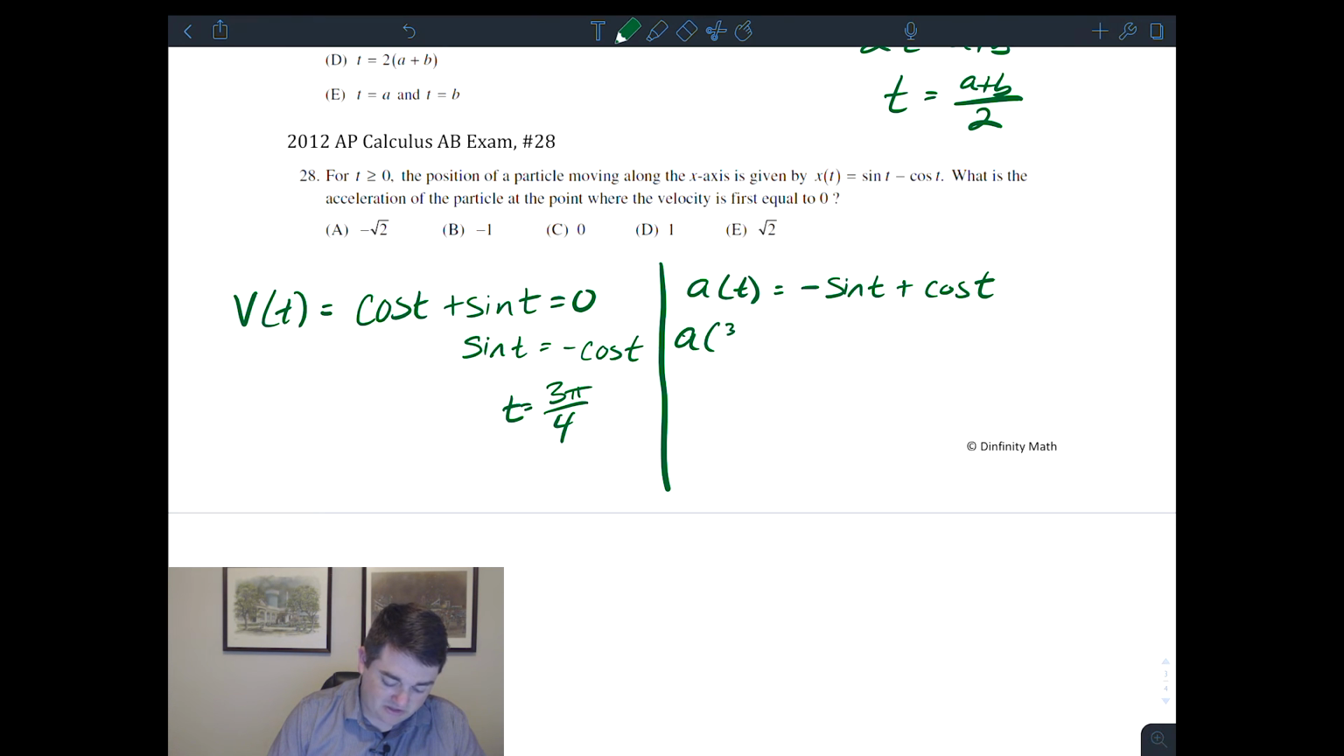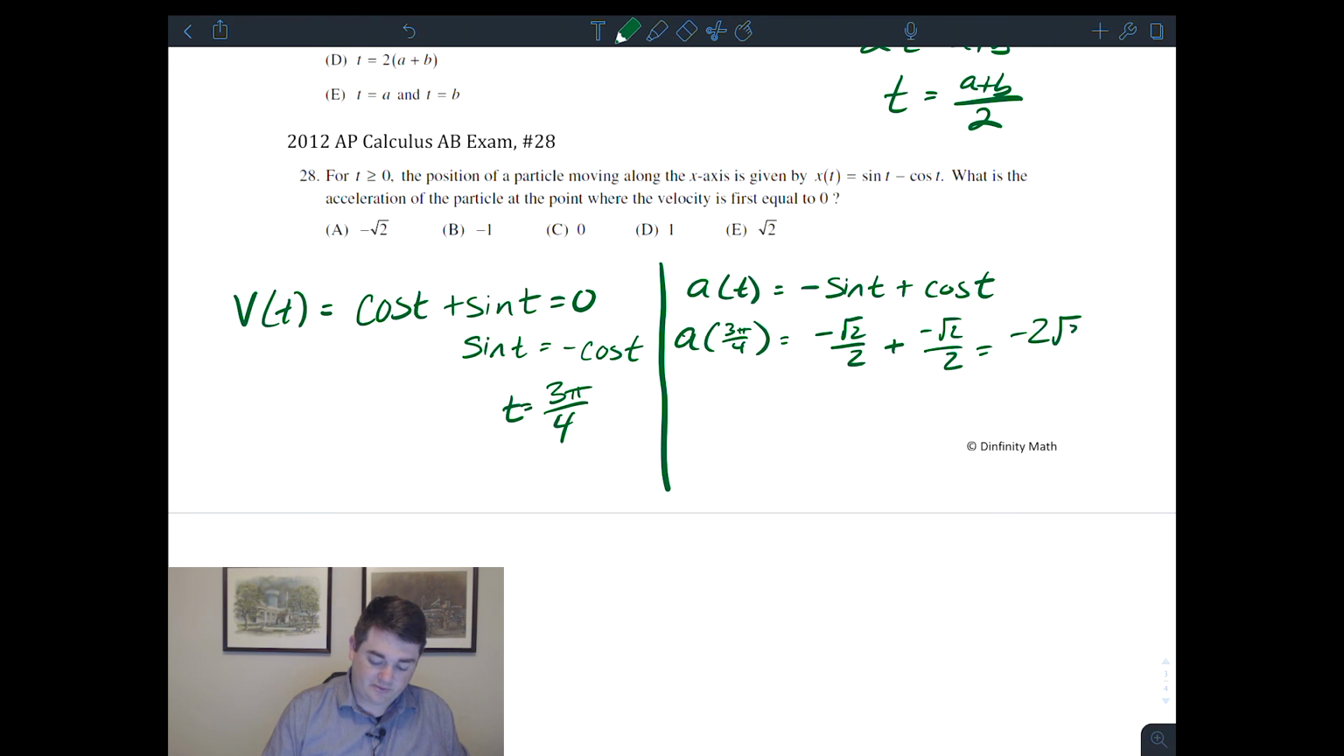So the acceleration evaluated at 3 pi over 4 is going to be negative sine of 3 pi over 4, so negative square root of 2 over 2, plus cosine of 3 pi over 4, so plus negative square root of 2 over 2. That's negative 2 square root of 2 over 2. 2's cancel, giving me negative square root of 2, and my answer is A.